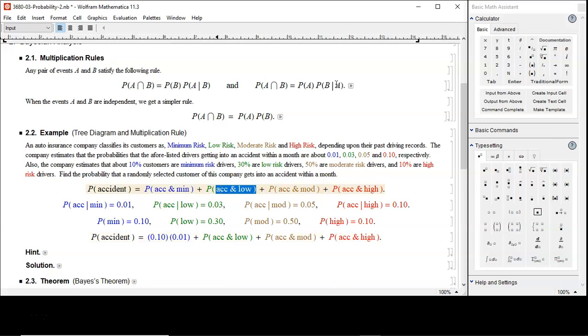This one again is going to be the multiplication rule, so it's going to be the product of these two. So 0.30 times 0.03. Multiplication rule. Same here, this is going to be the product of these two, multiply those two. 0.50, 0.05, and finally this times that is going to be 0.10, 0.10. And then if you calculate all that, you're going to get what you want.